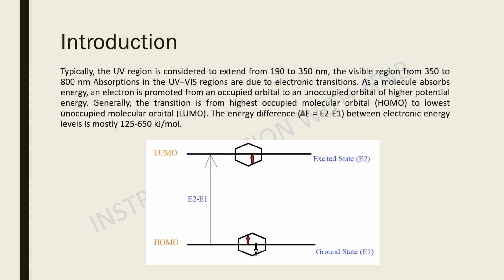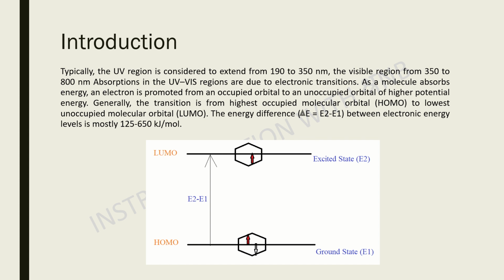So the UV region is basically from 190 to 350 nanometer, and the visible region is from 350 to 800 nanometer. But we generally consider it as UV region from 200 to 400 and visible region from 400 to 800.